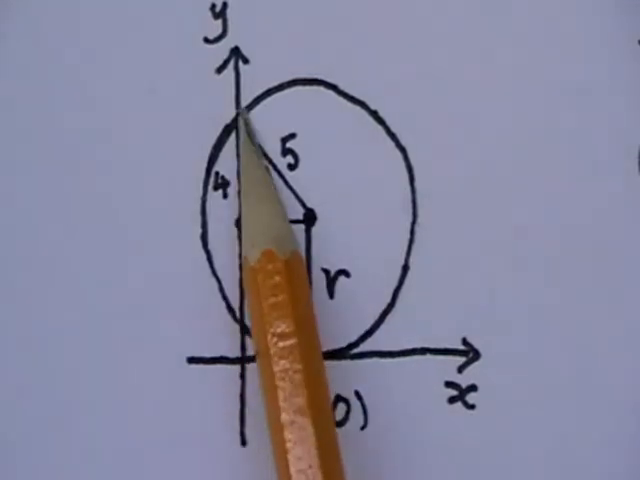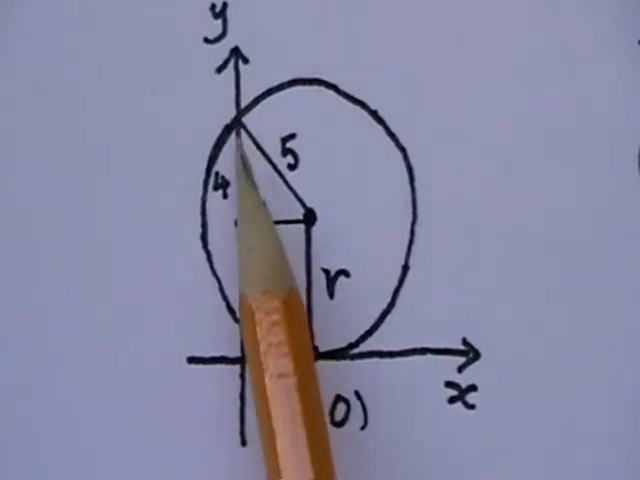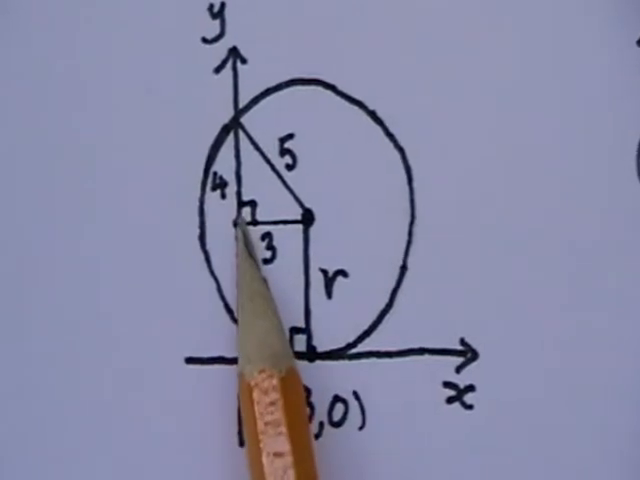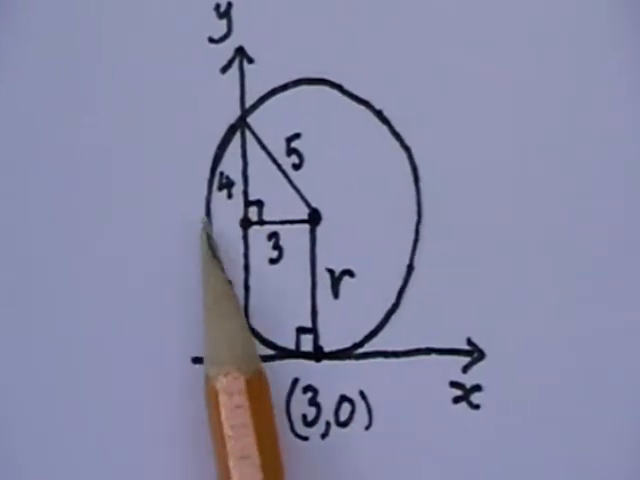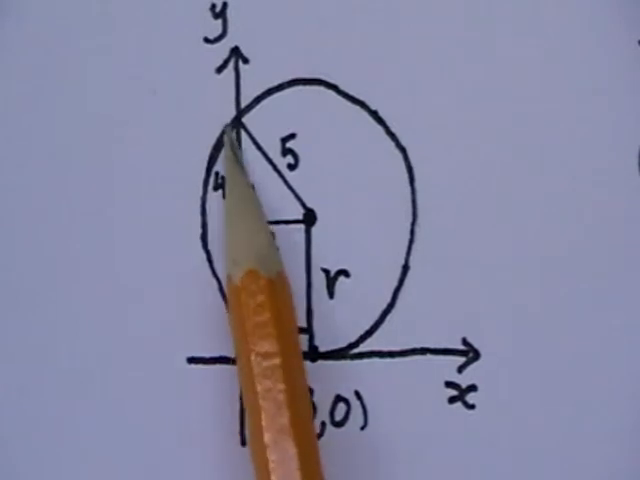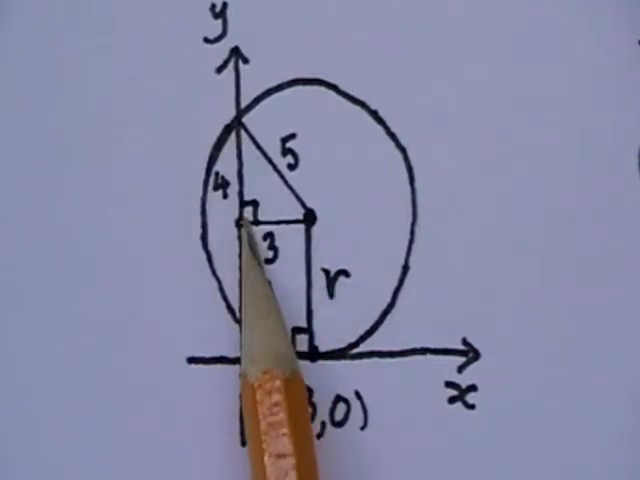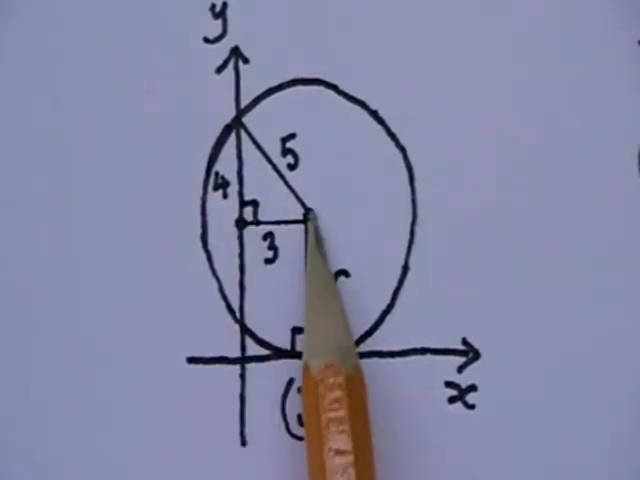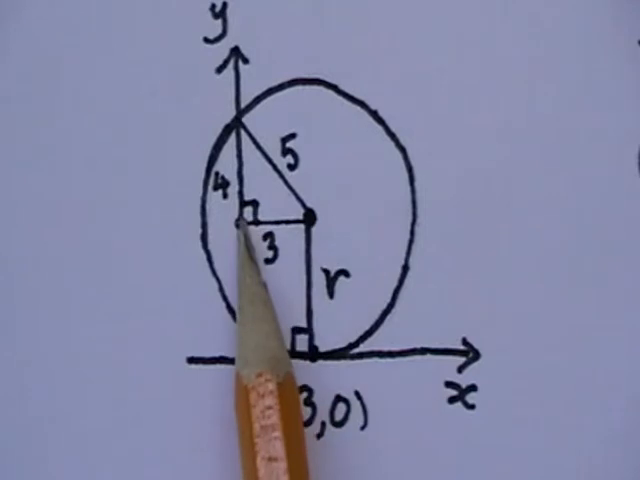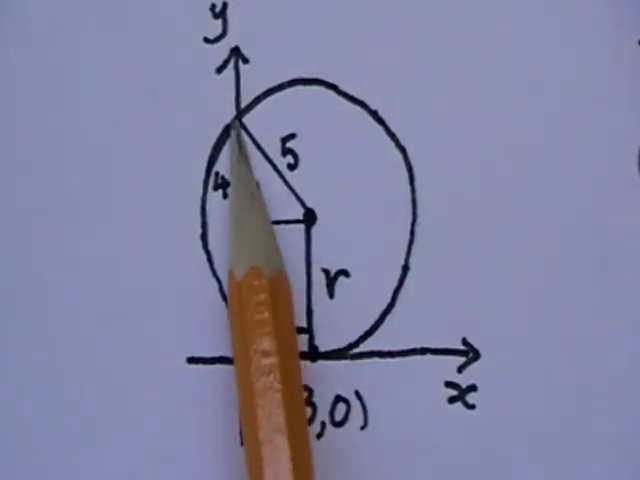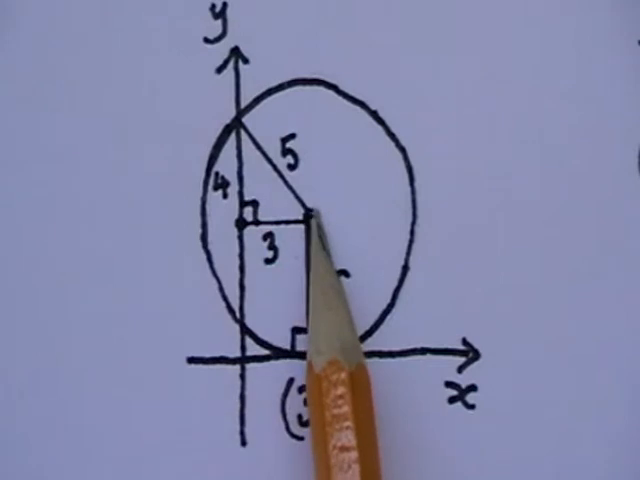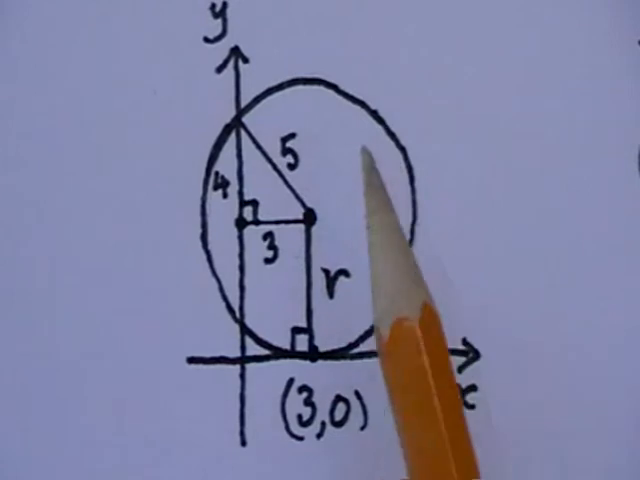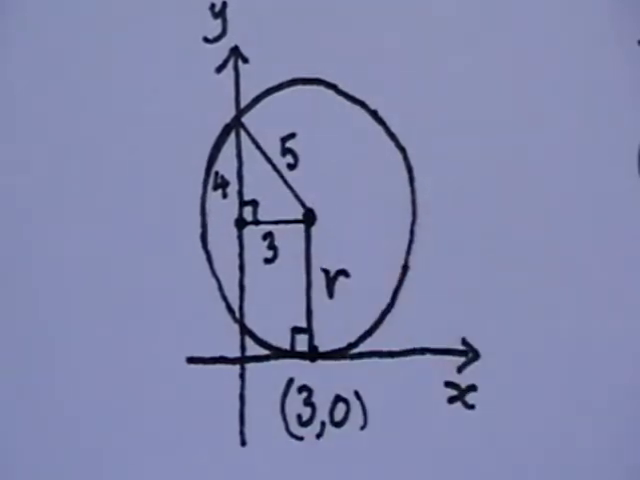This chord here is 8 units long. The radius through the midpoint is perpendicular. So this is a right angle triangle. This length is 4 because that's the midpoint of the 8 unit chord. This isn't the full radius, but it is the distance from the centre to the y-axis. So if this is 3 and this is 4, we've got a 3, 4, 5 right angle triangle. So 5 is the radius of the circle.